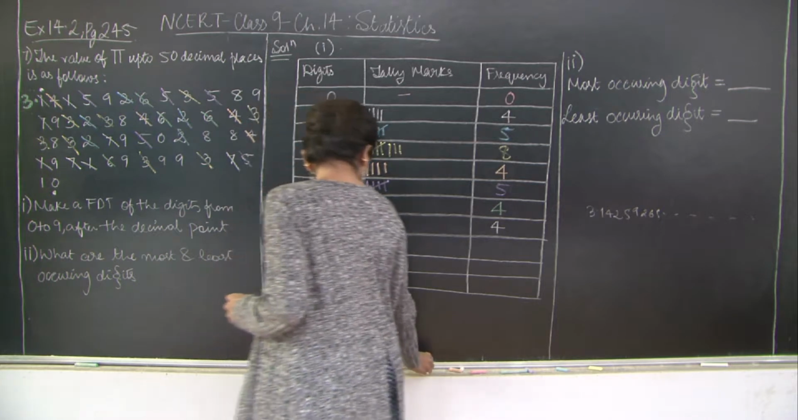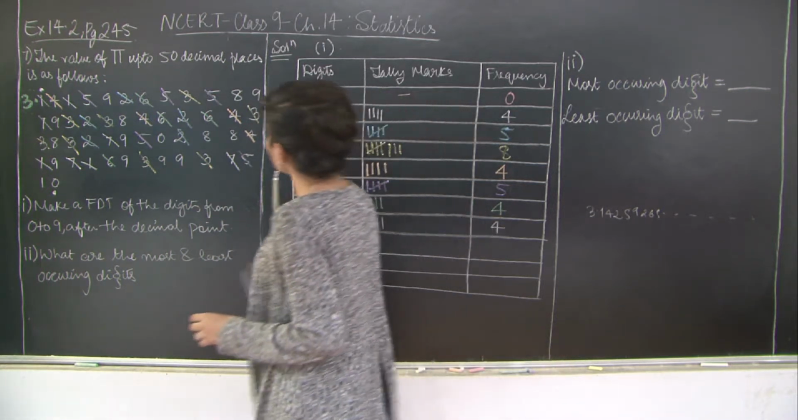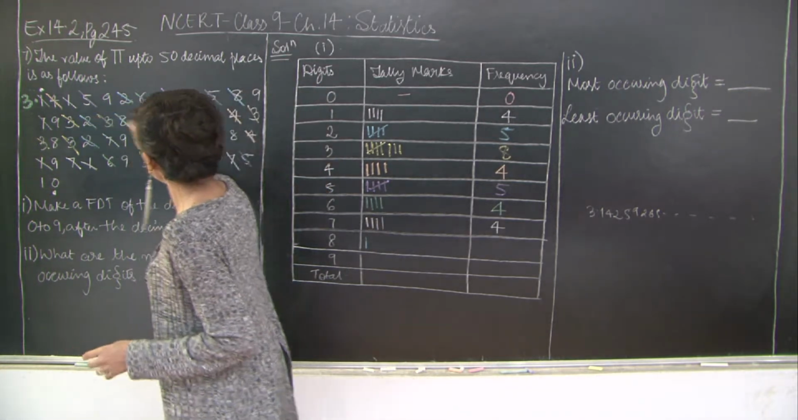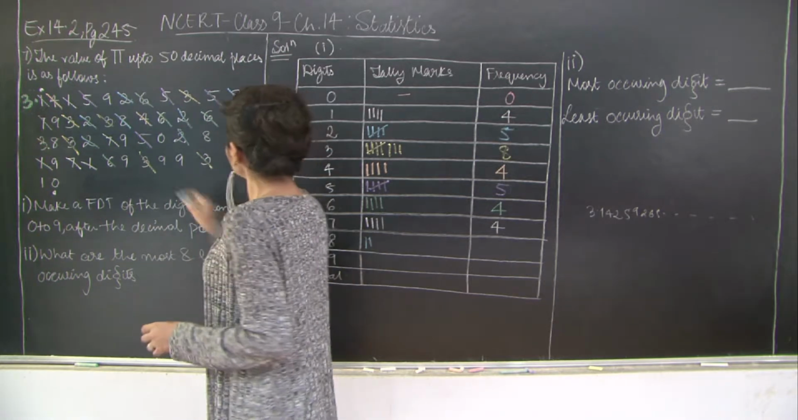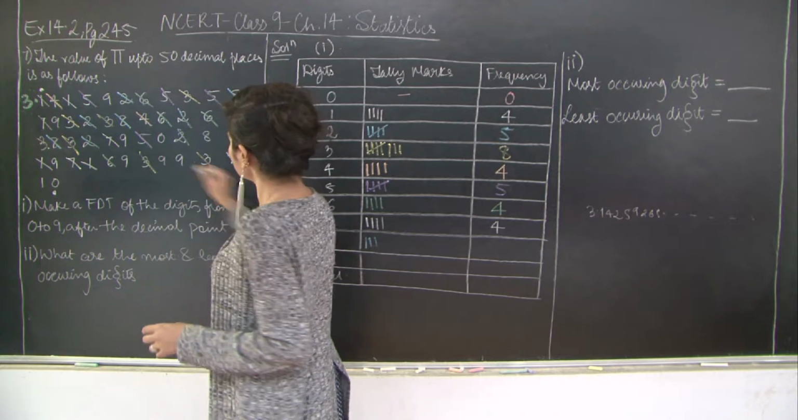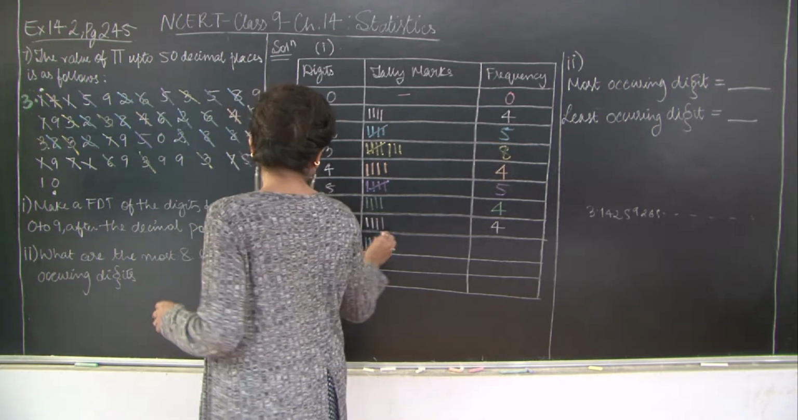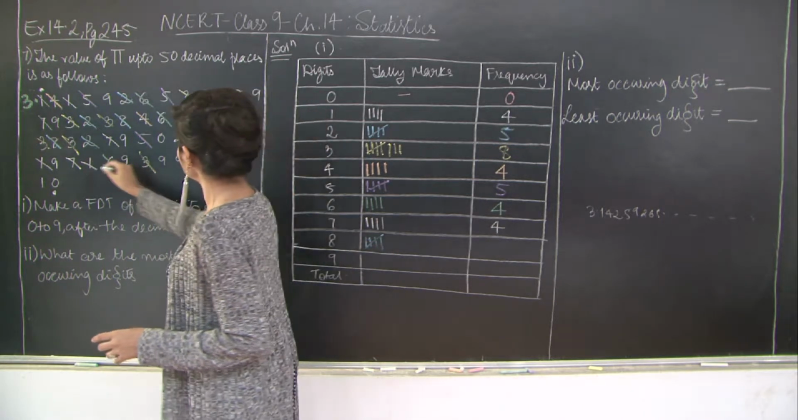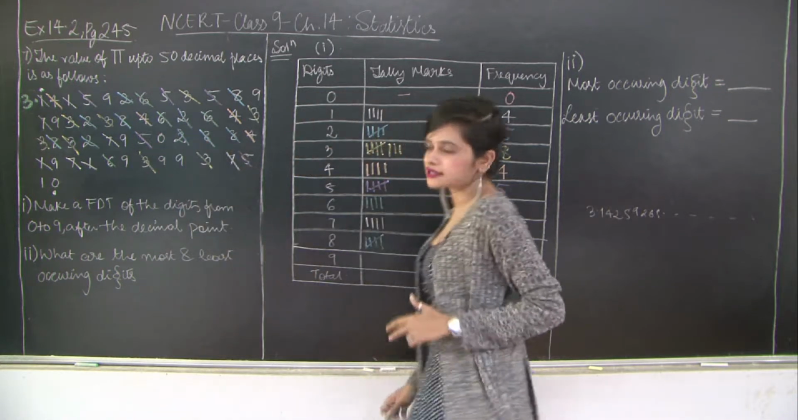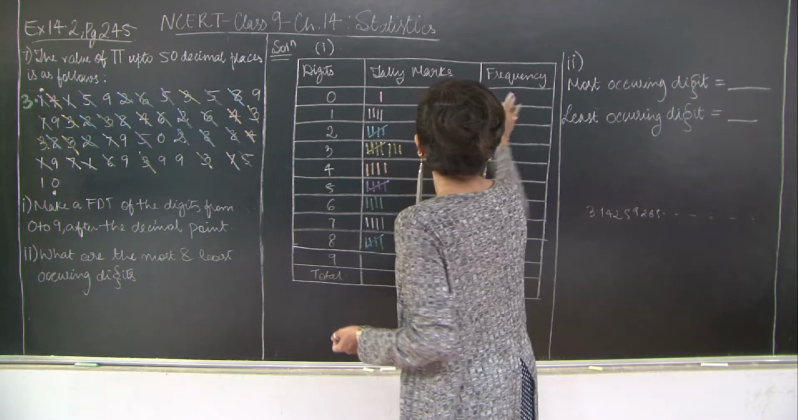Let's check for 8. So you have 1, 2, 3, 4, and 5. And I just realized that there is 0 occurring once. So I'm going to change this and write 1.